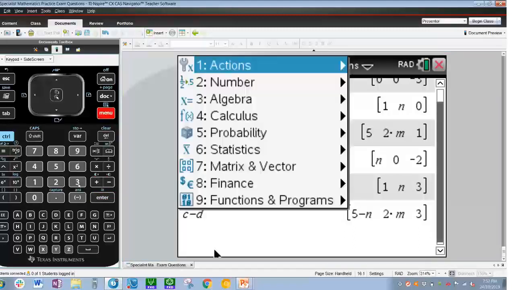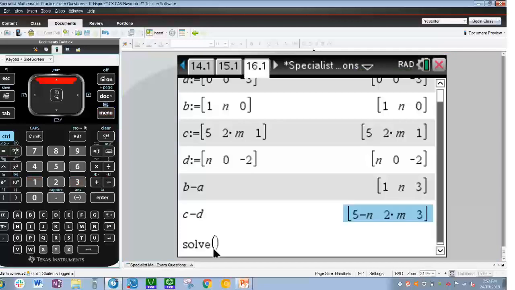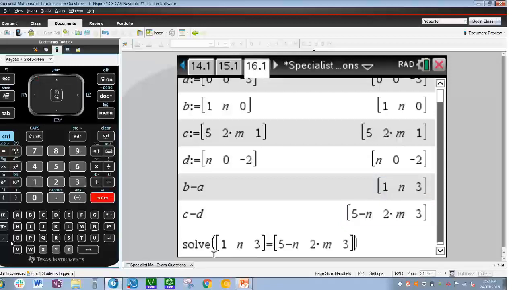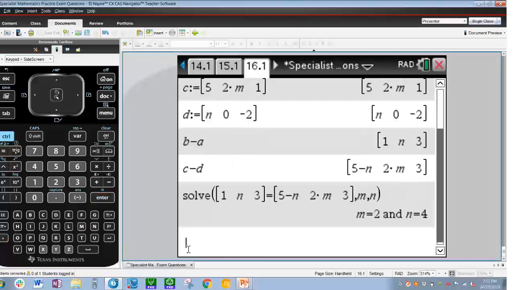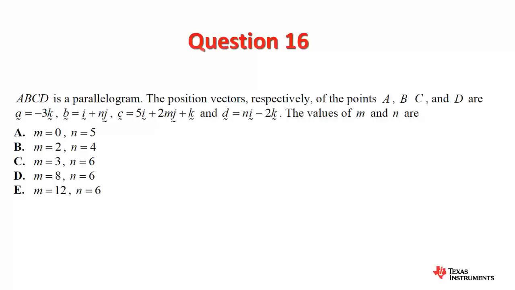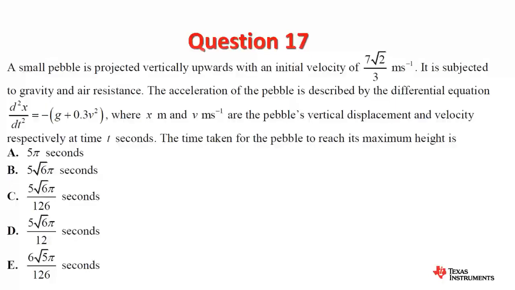So let's solve that. Menu, 3, 1, solve, up a couple of times, enter, equals, up. So we're equating the vectors, and we want to solve for m and n. We hit enter, and there we go. We get m equals 2 and n equals 4, which corresponds to option B. Excellent. Now we're at the home stretch.